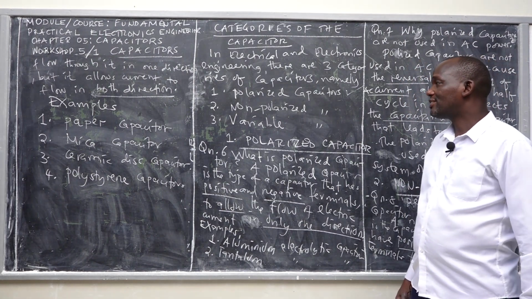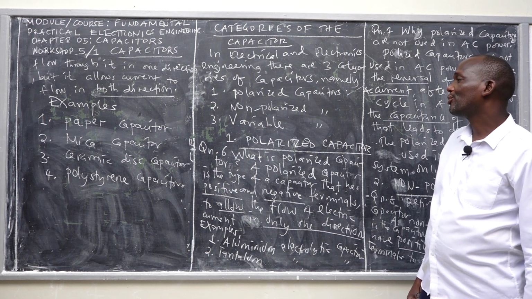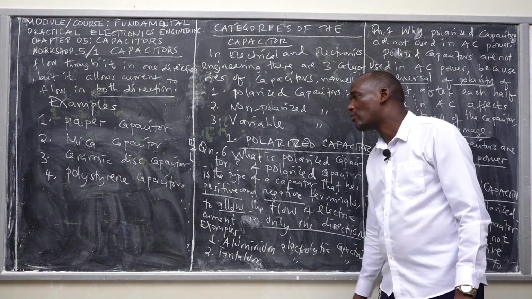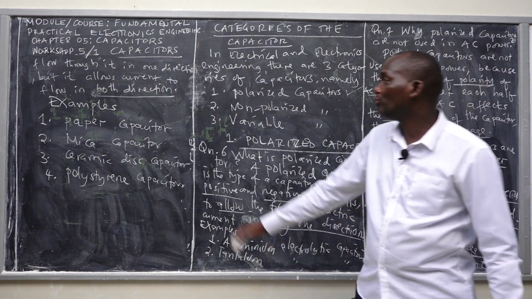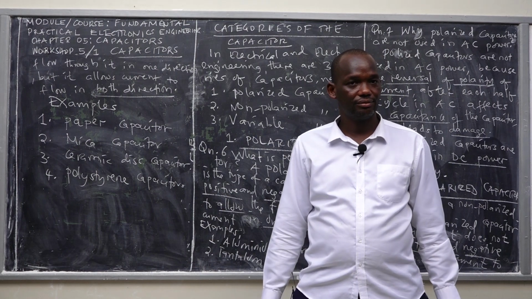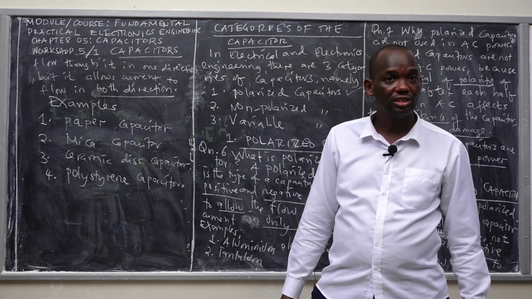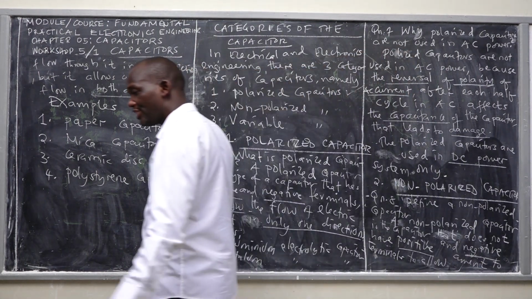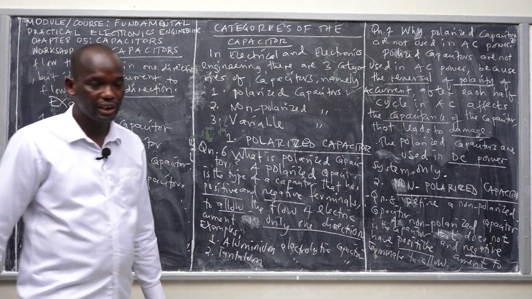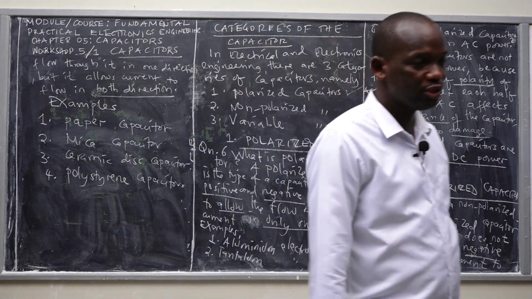So we have the paper capacitor, the mica capacitor, the ceramic disc capacitor, and the polystyrene capacitors. The goodness of these capacitors is that their physical appearance differs. Their physical appearance differs. And let me show you.